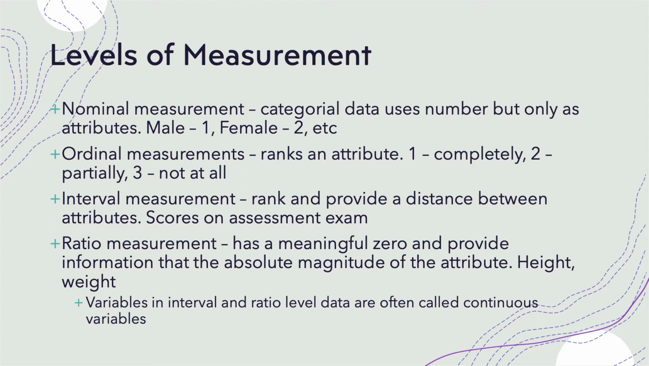Interval measurement is about rank, and it provides a distance between attributes. Scores on an assessment exam would be an example. Ratio measurement has an absolute meaningful 0 and provides information about the absolute magnitude of the attribute, such as height and weight. Variables in interval and ratio data are often called continuous variables.